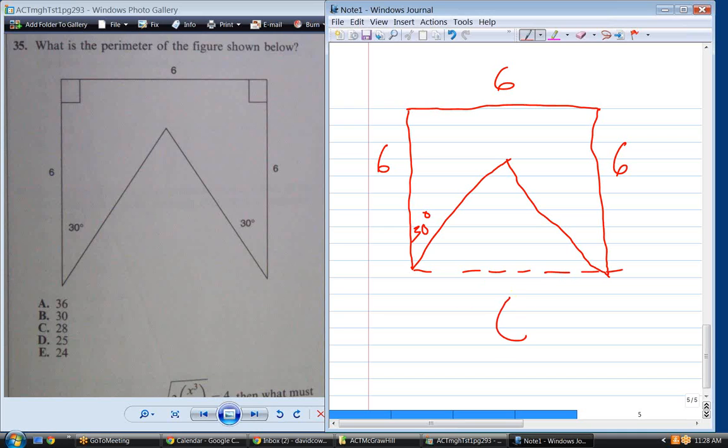6. Okay, these are all right angles, so it's a square. Okay, now what's this angle right here? 30. No, this angle is 30. What is this angle? 150. A right angle means what? If you have two angles that make up a right angle, what do they have to add up to? Okay, so what's this angle? 60.